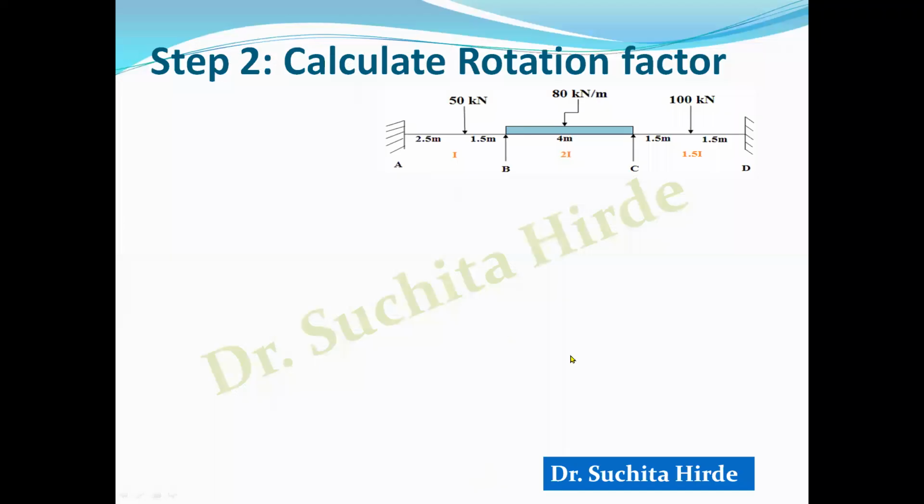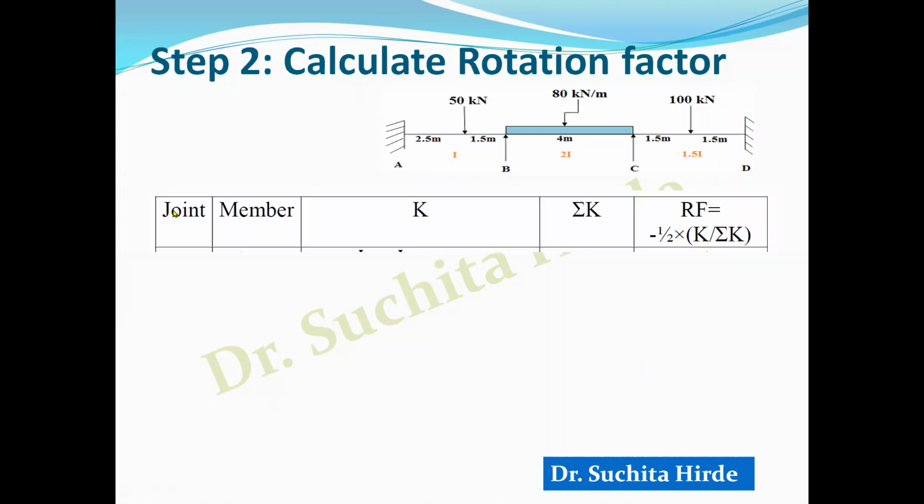Now we will calculate rotation factor. To calculate rotation factor, we will make one table having 5 columns, that is joint, member, K, summation K, and then rotation factor, which is minus half times K upon summation K. Now first of all you have to identify how many joints are there.